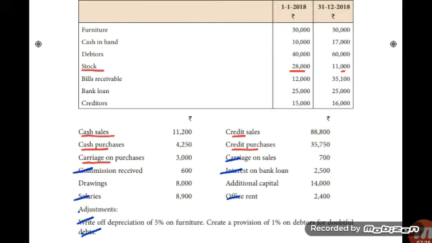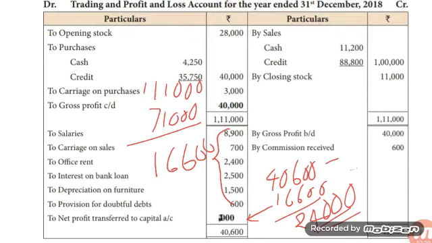Okay, no more transactions in profit and loss account. Find the balance. Children, credit side total is 40,600 and debit side total is 16,600. The difference is 24,000. 24,000 is the net profit. Write it just above the grand total as To net profit transferred to capital account. Okay, the next step is the balance sheet.